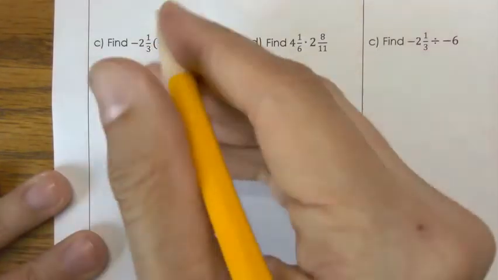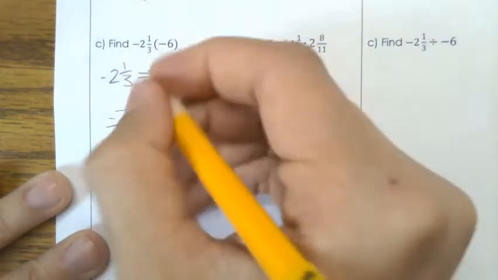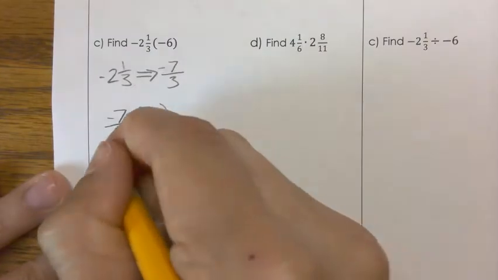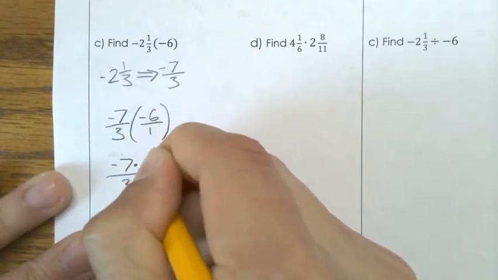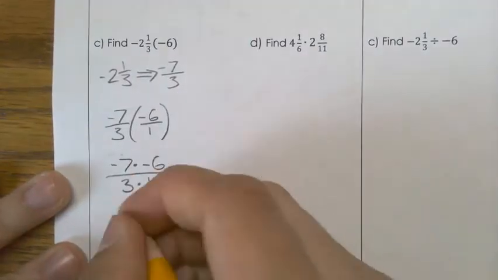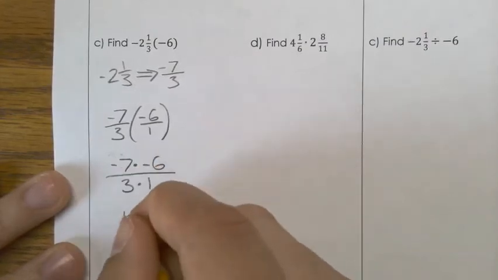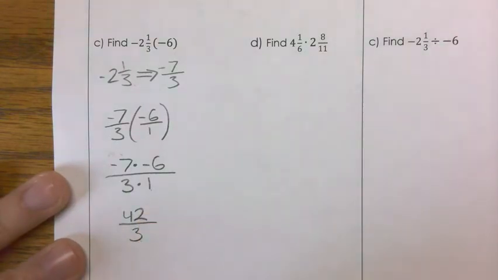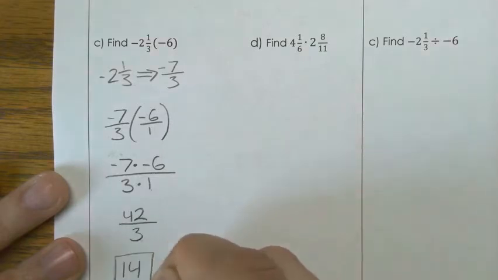And then we have -7 over 3, and we need to make that whole number a fraction, so we put it over 1. Now we can multiply. Multiply the numerators, and then multiply the denominators. -7 multiplied by -6 is going to be a positive 42. 3 multiplied by 1 is going to be a positive 3. 42 divided by 3 is going to come out to 14.